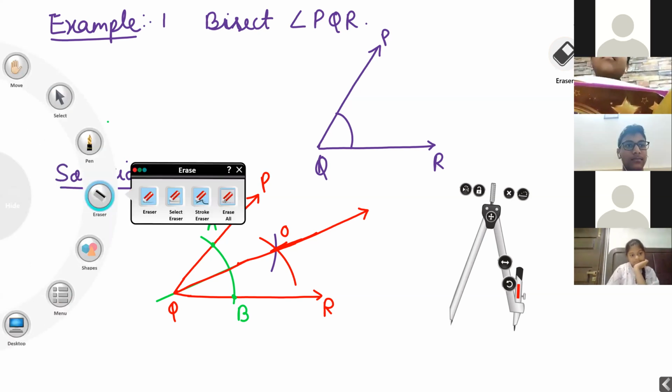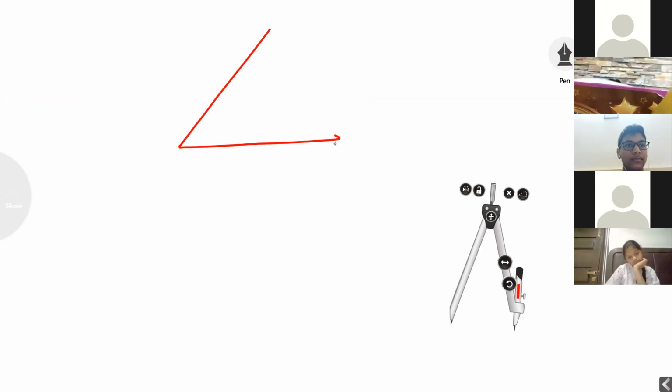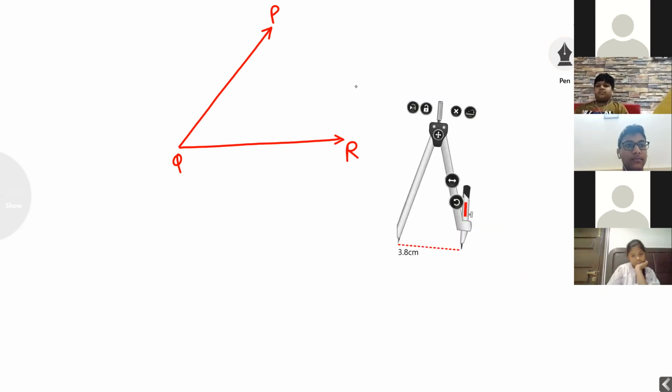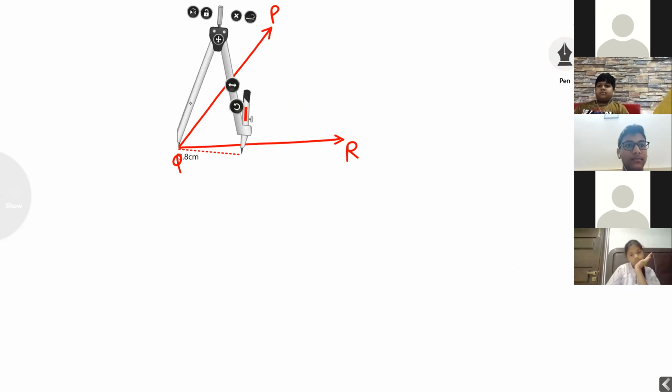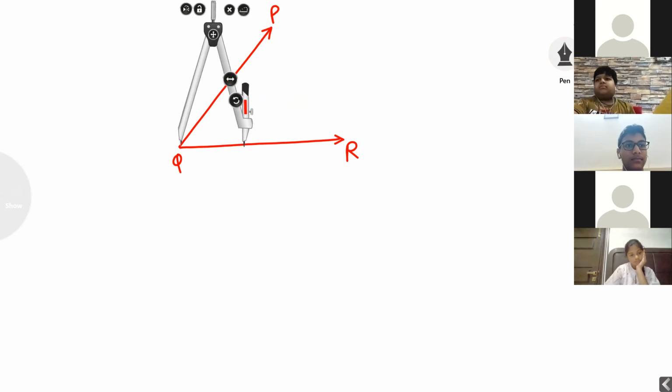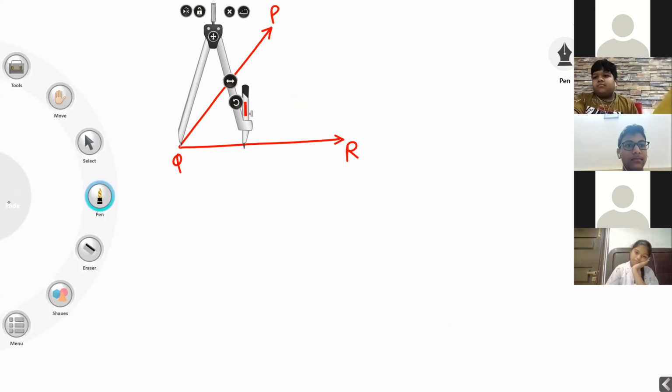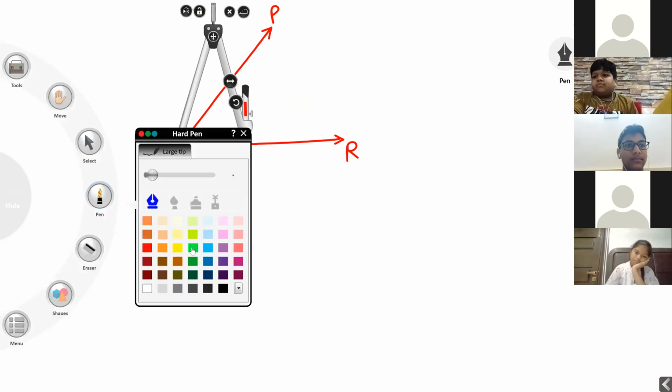Now second time, concentrate very clearly. This was the angle PQR. I want to bisect this angle. How to bisect? This is the compass. Left side is called the middle point and right side is called the ruler. I want to keep my middle point at point Q. Concentrate here and focus on it. I kept my middle point at point Q.